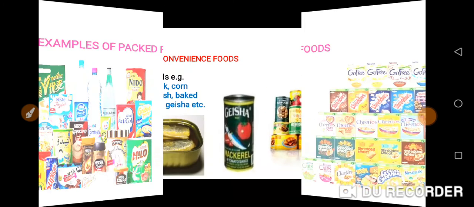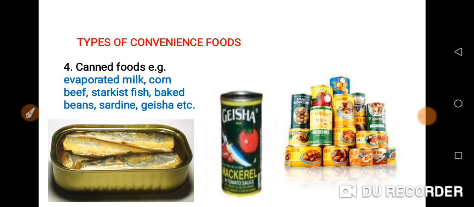And the next one is canned foods, like evaporated milk, corned beef, Starkist fish, all the canned food, sardine, Geisha, as you can see from the pictures on the screen. These are canned foods, and these are the types of convenience foods.